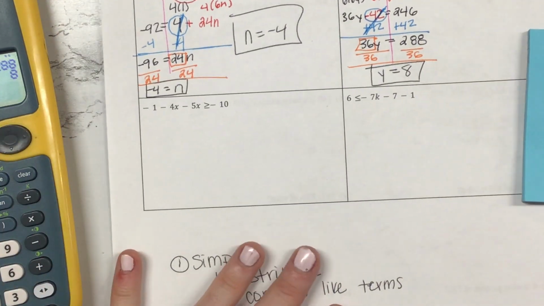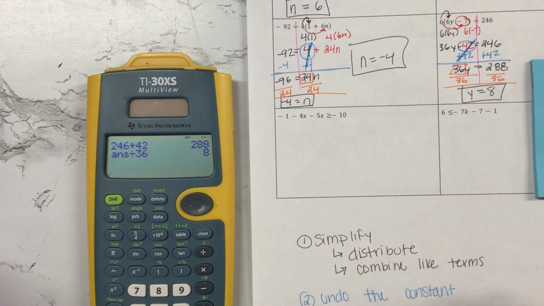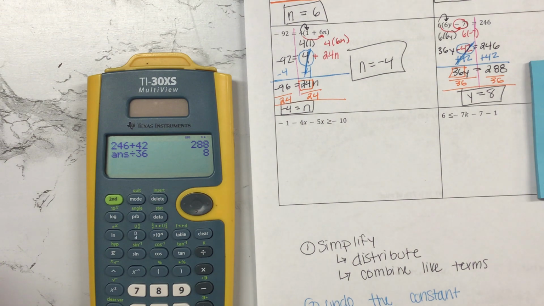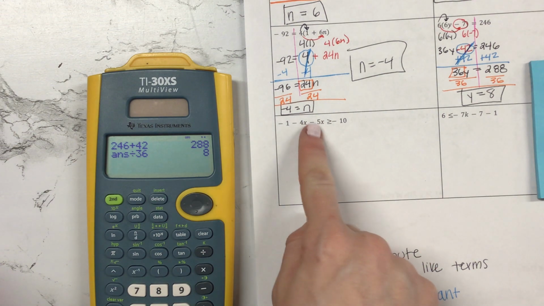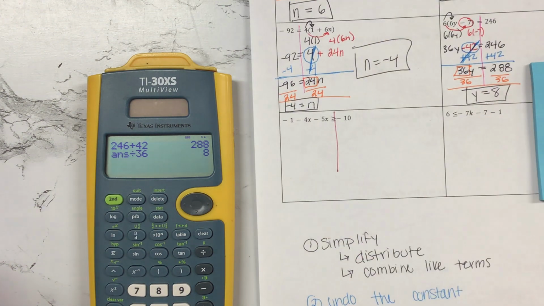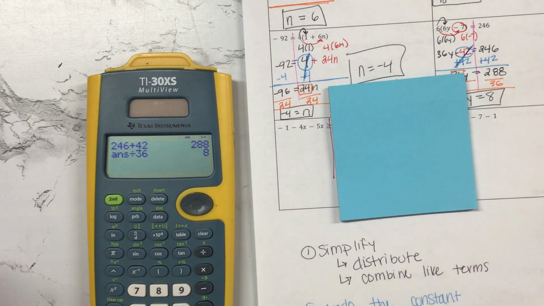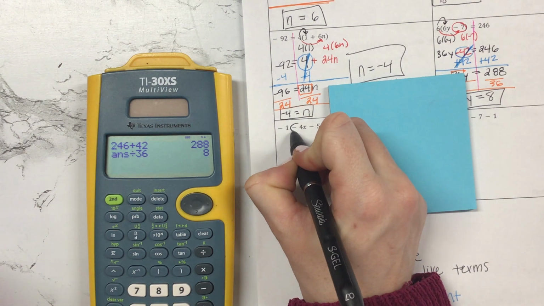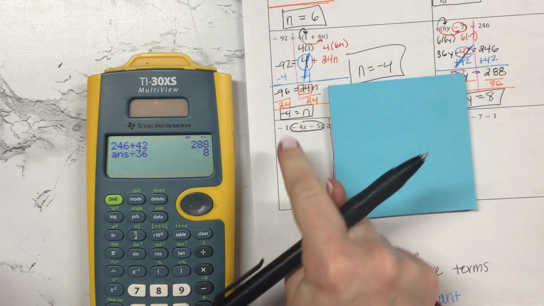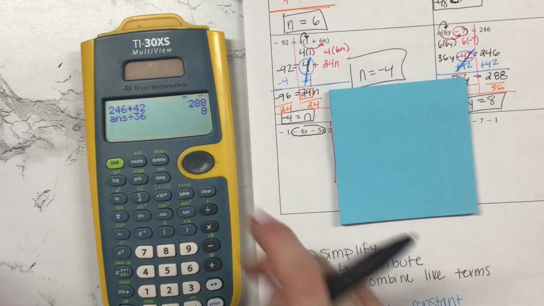All right, I'm going to zoom out a little bit so you can see my calculator better. On this one, there's no parentheses, but there are some like terms. So let's put a line through our symbol. Looking on the side of the variable, some like terms I have are minus 4x and minus 5x. That minus has to go with the 4, and I'm going to treat it like a negative.